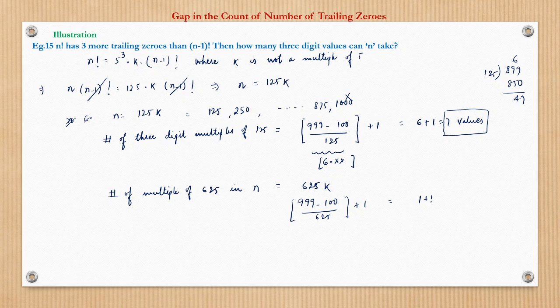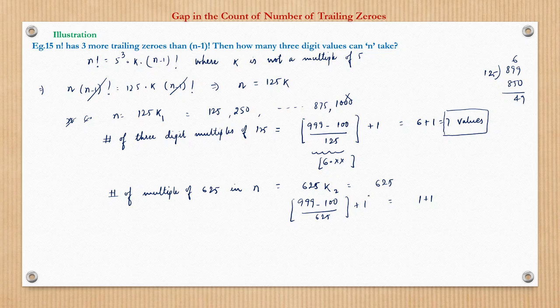So 1 plus 1, 2. But do we get two numbers? No, I don't think we'll get two numbers, because what we will get is 625 only at k is equal to 1. I mean, let this be k2 since this is k1, right? So k2 is equal to 1, we'll get 625. So only one number would be there.